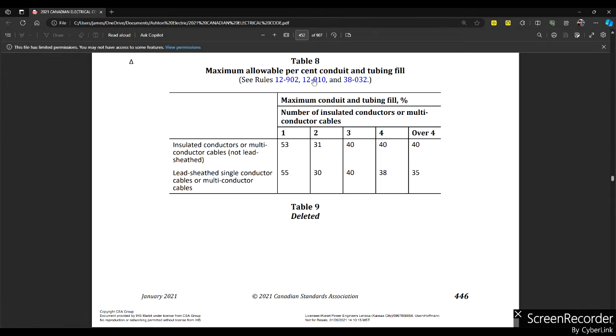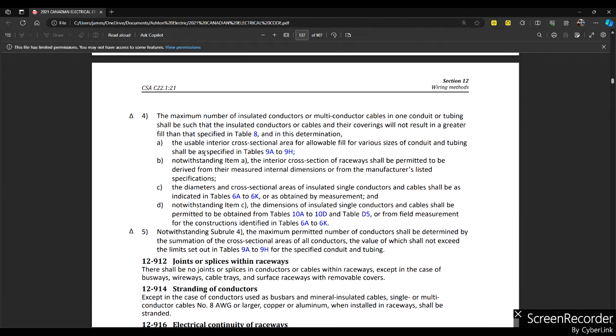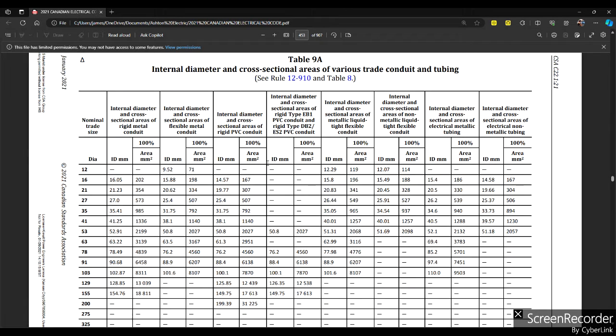Okay. All right, so let's go back to the rule here, 12.9.10, sub-rule 4. So basically Table 8 tells you the maximum that you can fill it, right? If we go through these items here, the usable interior cross-sectional area for allowable fill for various types of conduit and tubing shall be as specified in Tables 9A to 9H. Now there's a lot of tables in there. I'm not going to go through every single one, but we'll bounce to one here, just to give you a little overview, because 9A to 9H are all the same layout, but what is different is the conduit fill percentage.